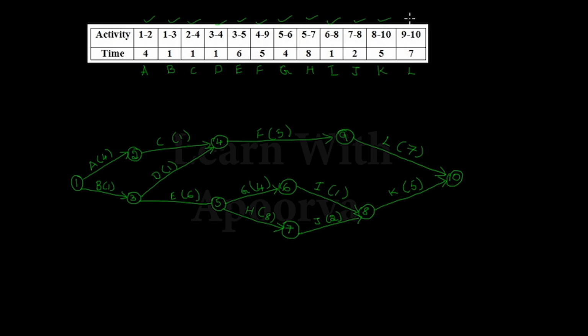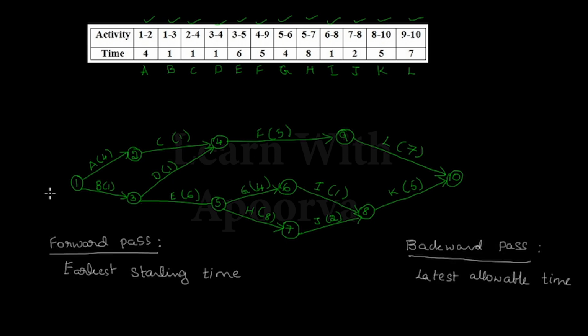So from the given question, we are done with the first requirement, constructing the network. Now let us start with forward pass computation. In this forward pass computation, we are going to obtain earliest starting time. So at every node, we are going to calculate the earliest starting time for that activity.